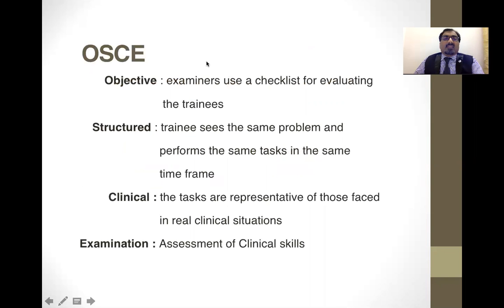As you know, this is the objective. That is the first part. Examiners use a checklist for evaluating the trainees. What I mean by this is that we should have a good blueprint. We should know what we want to assess. Once we know that, our objectives are clear, and then accordingly the structure of that station is formed. We form a structure that we are going to assess this particular portion of clinical acumen, and this is the way we are going to assess.